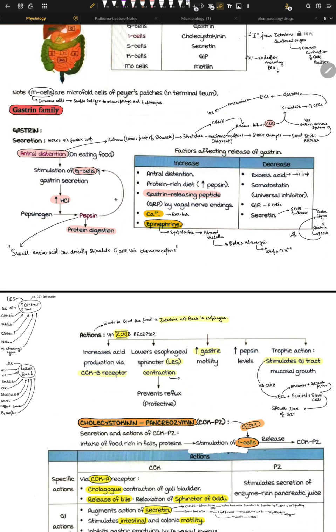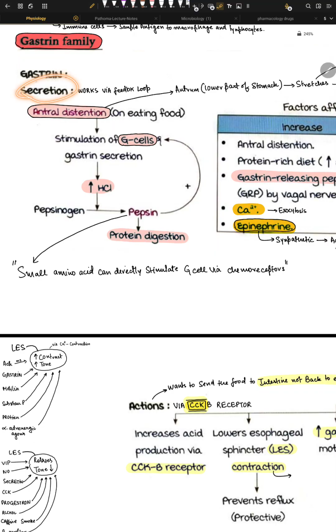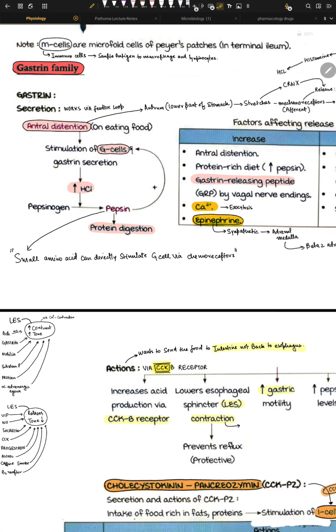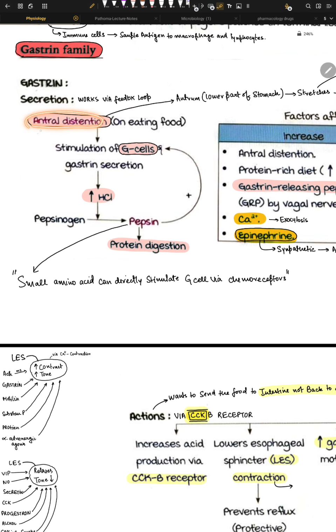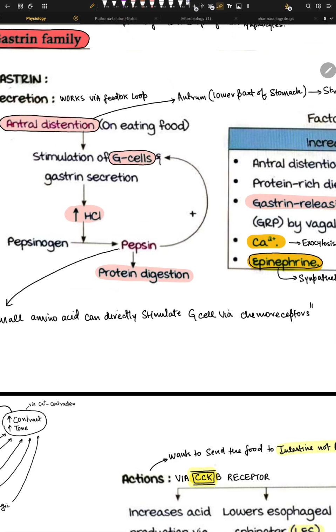So let's start with secretion of gastrin. It works via a feedback loop. How? What happens is there is an antral distension. Antral part. What is this antral part?